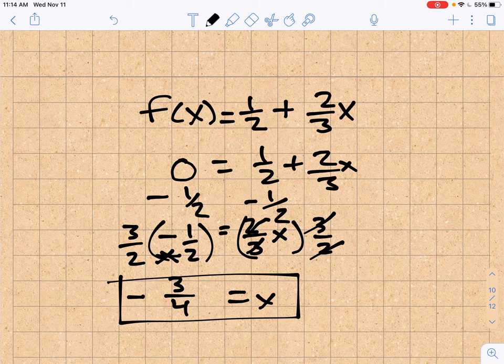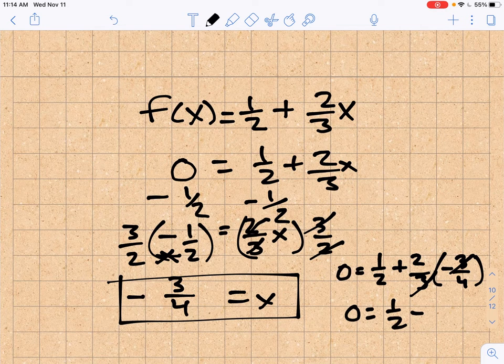That is simplified. Let's just plug it in really quick, see if it works out. So 0 equals 1/2 plus 2/3 times negative 3/4. Well, your 3's cancel, and then you have negative 2/4, which is negative 1/2. So you have 1/2 minus 1/2, which gives you 0, and we are good. Check. You have done this. So this is the process of how you find a zero with linear functions. You should be able to go from here and try some of these problems out and hopefully be successful.